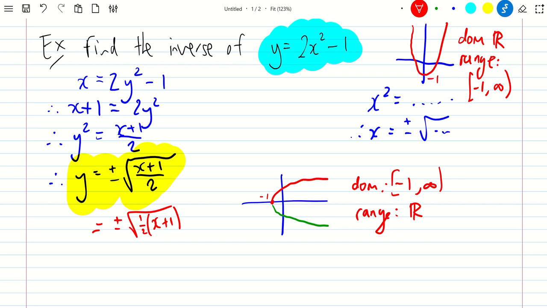That's perfectly seeable from the graph. So we've got our domain and range. So the next question is, is this a function?